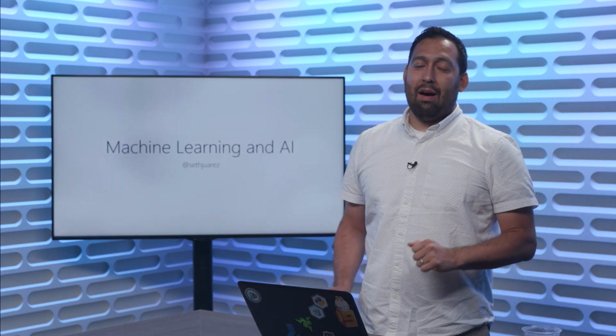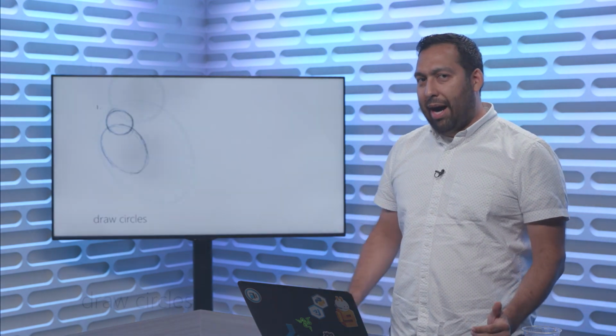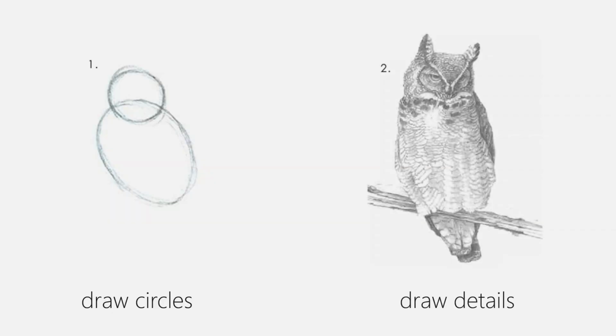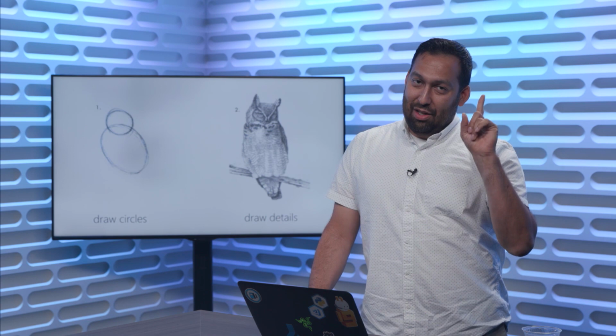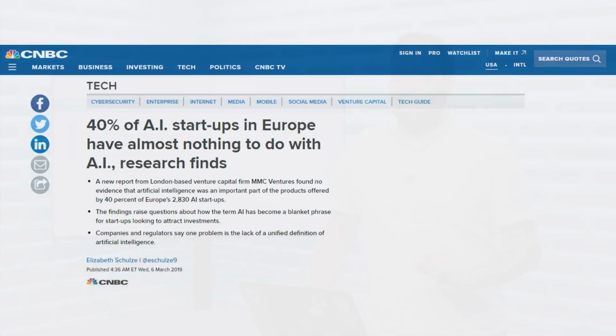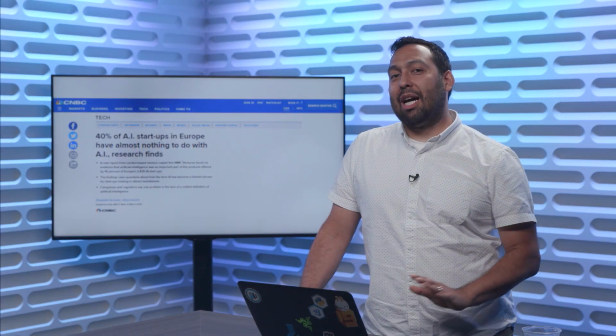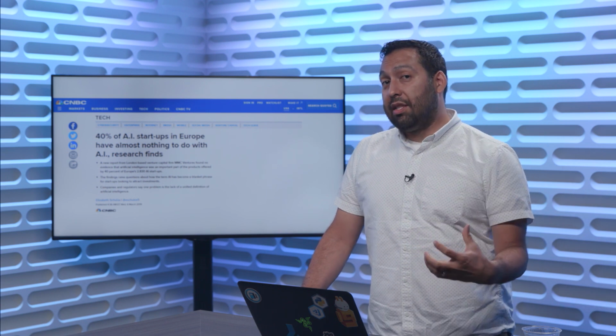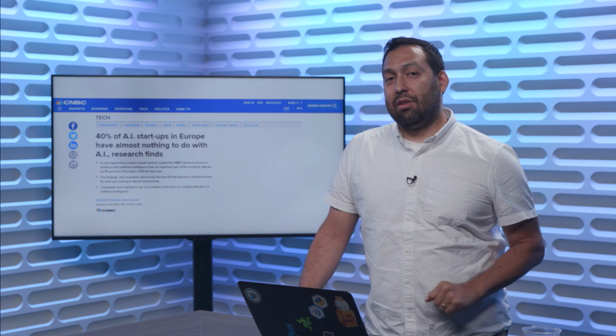Now, here's the thing about machine learning and AI. It feels like whenever we talk about it, everyone's all like, well, you basically start here and then you end up with this thing right here, and that's not very helpful. The other thing that's interesting, and this is a true story, I have a news article that you will see right now on your screen that says that 40% of AI startups in Europe have nothing to do with AI research at all. And so that's interesting. So there's a lot of misconceptions about what AI is, what machine learning is. Today we're going to talk a little bit about what it is and how you can use it starting today.